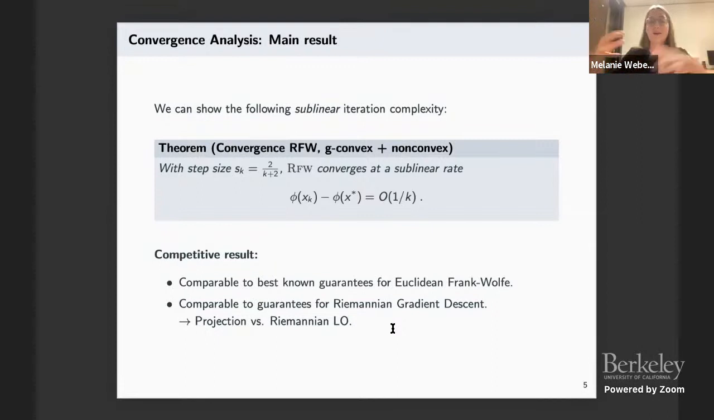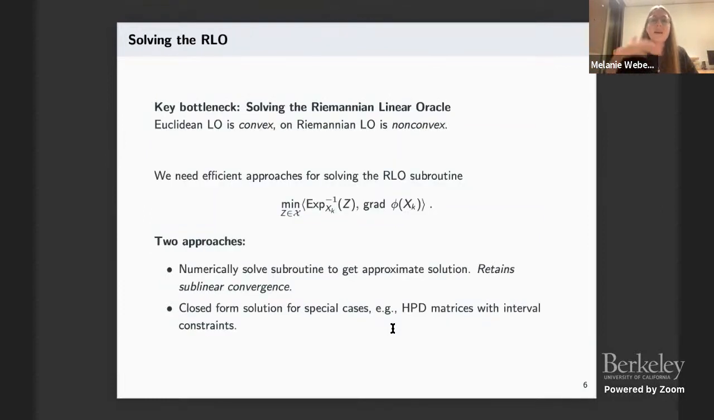So if we encounter in practice a constrained Riemannian optimization task and we have to decide which algorithm to use, it really comes down to investigating how expensive it is to compute a projection and comparing that to how expensive it is to solve that subroutine, that linear oracle.